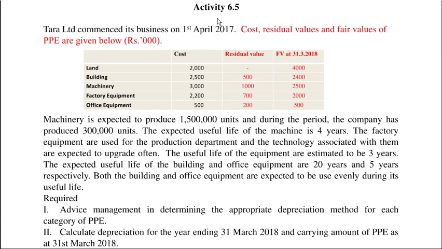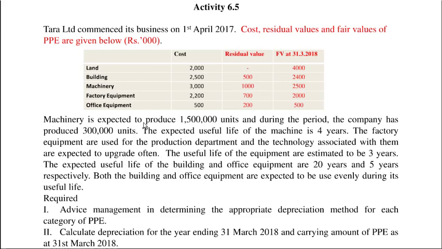Okay, in this activity 6.5, you are given information regarding 5 categories of PPE. They are cost, residual value, and the fair value at the end of financial year 2018. So you are required to determine the appropriate depreciation method for each category of PPE. So you can see there are 5 categories of PPE. We will now see what is the appropriate method based on the information given.